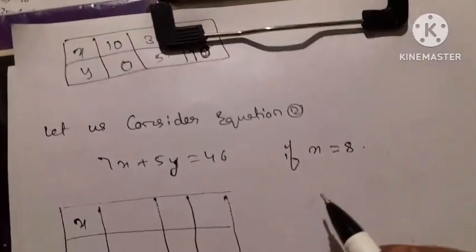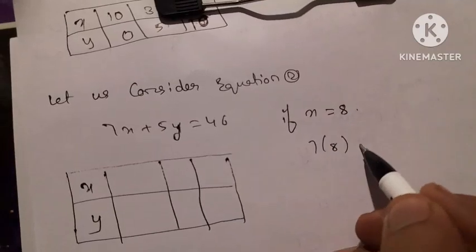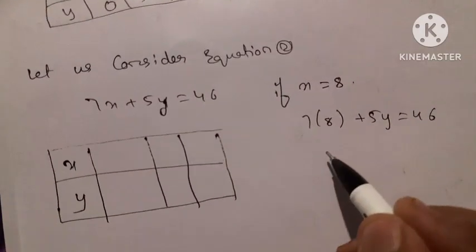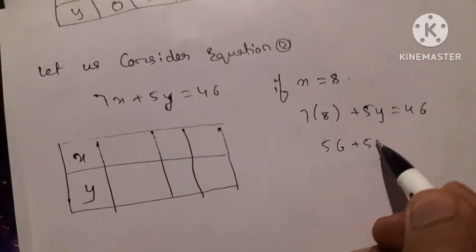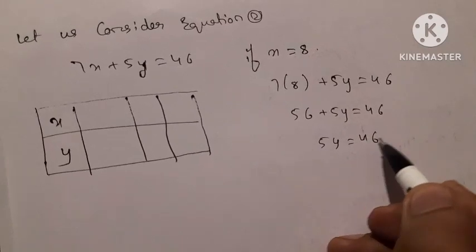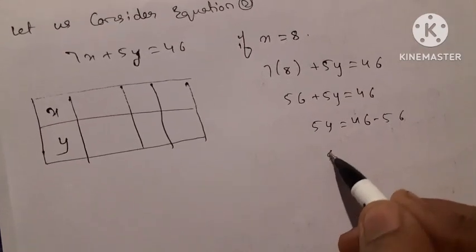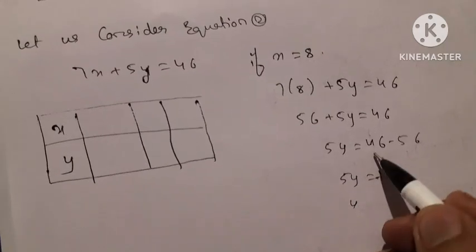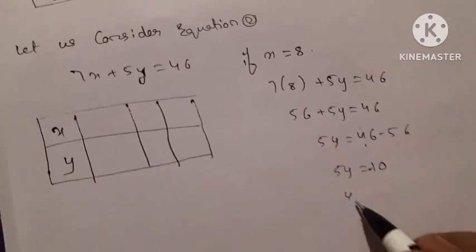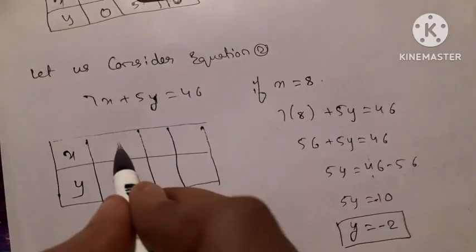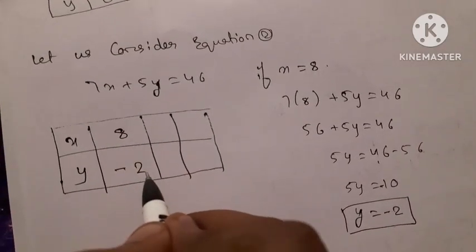So if I take x as 8, 7 into 8 plus 5y equal to 46. 7 times 8 we get 56 plus 5y equal to 46. So 5y equal to 46 minus 56, 5y equal to minus 10. Both are taken as smaller number minus bigger number. So y equal to minus 2. So if the x value is 8, we get y as minus 2.